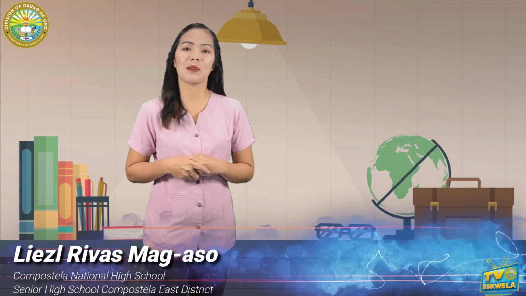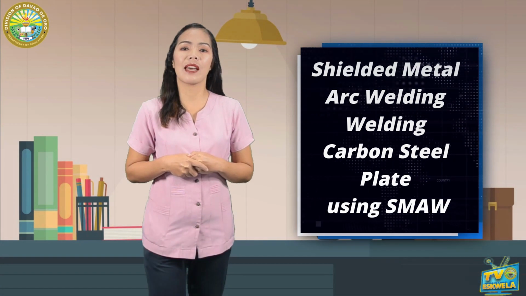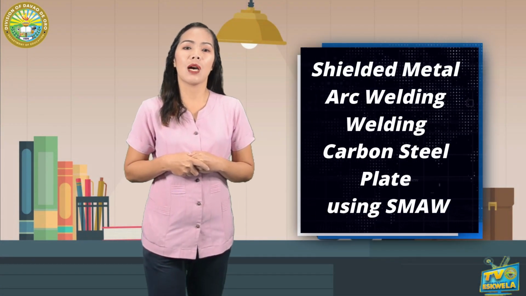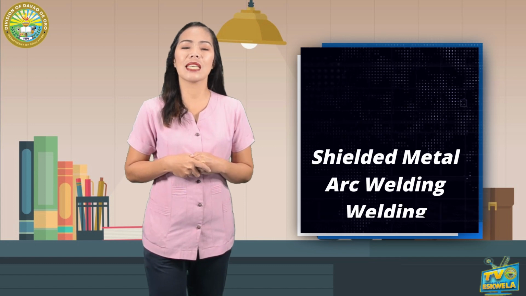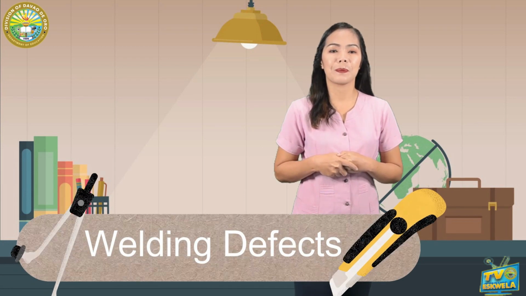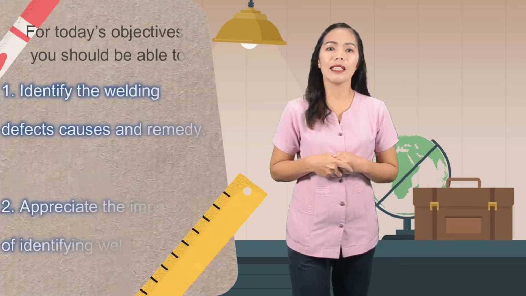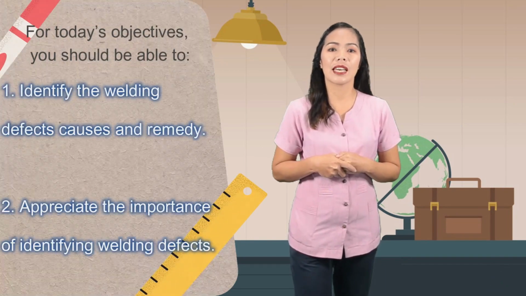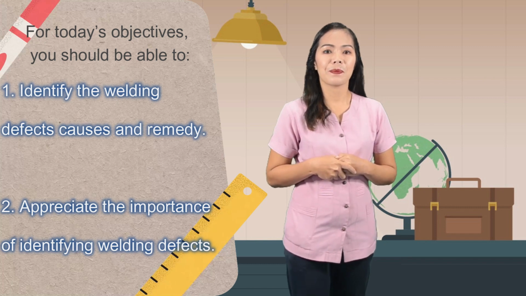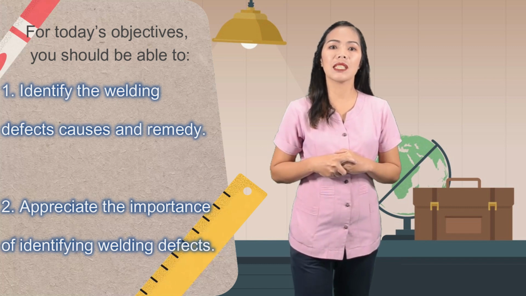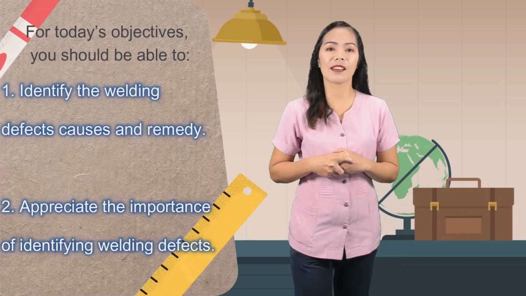I will introduce to you the core competency of shielded metal arc welding, welding carbon steel plate using SMAW. But today, our focus will be the welding defects. For today's objectives, you should be able to identify the welding defects, causes, and remedy. Appreciate the importance of identifying welding defects.